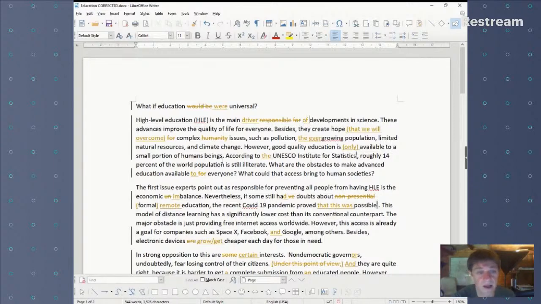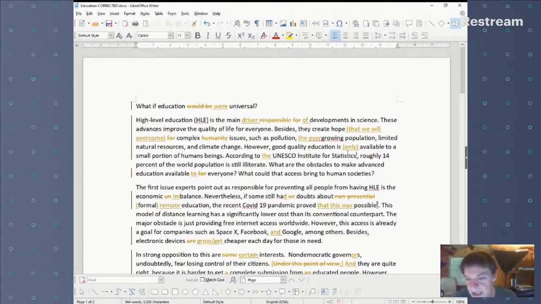That sounds better. These advances improve the quality of life for everyone. Besides, they create hope. Now, I didn't like "hope for complex issues". We don't really say that when we're talking about problems as such. We don't say "this creates hope for pollution". Not really. Let's change it slightly to "they create hope that we will overcome complex issues such as pollution, the ever-growing population". You can say "the growing population". You can. But I just put that in as, you know, it just adds a little bit more emphasis that this is never ending. It's the ever-growing population, limited natural resources, and climate change.